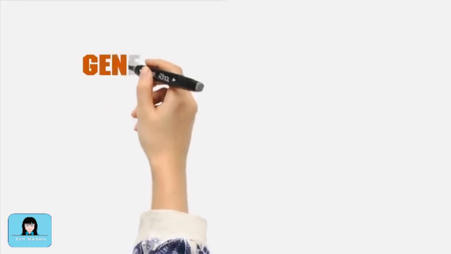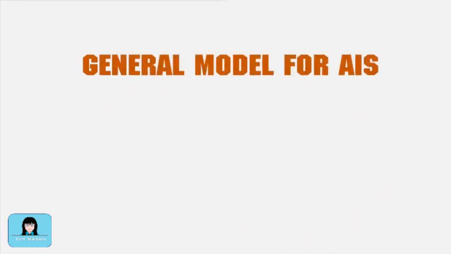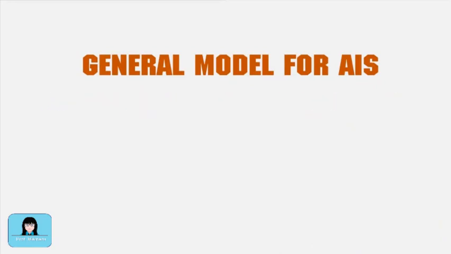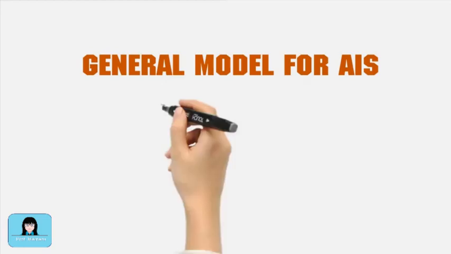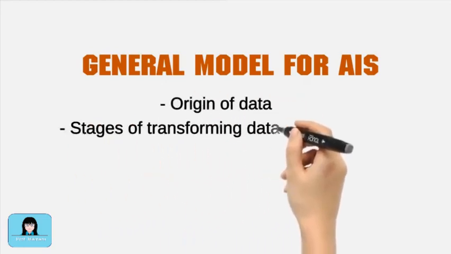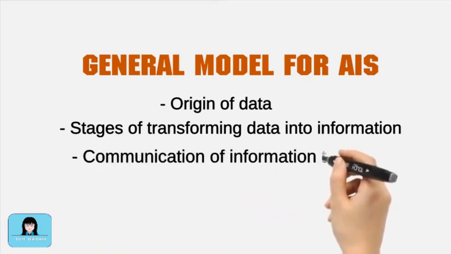To understand AIS, we will examine a general model that describes an information system regardless of technological structure. This model will enable you to understand the origin of data, the stages before data become information, and how the processed data, also called information, are communicated to users.